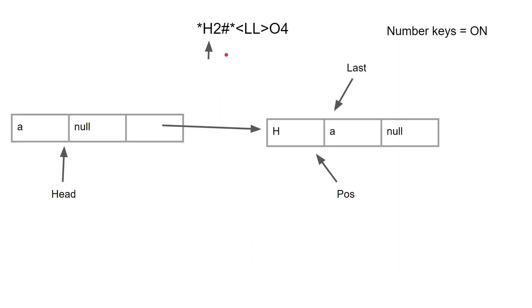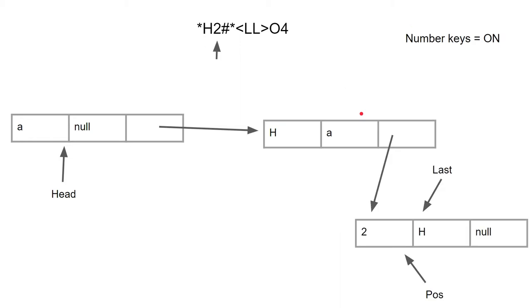Now we encountered an A, so we'll move the POS variable forward and point it to this. Now this will contain the data A. This will contain the address of the previous node, and here it is null, and this will point to the next address, so it is null. And we need to update the position as well as last, because now this is the last node.